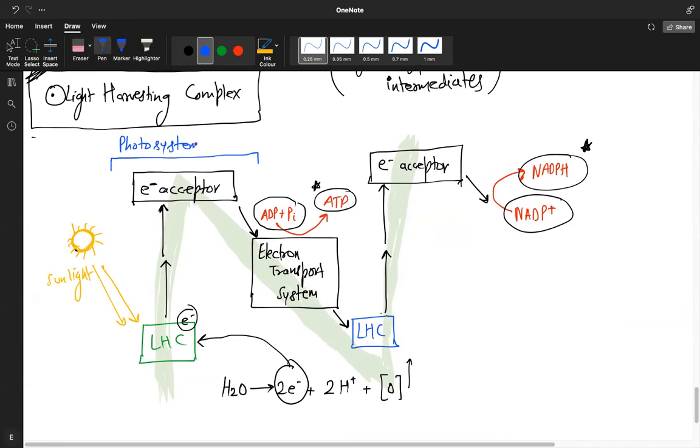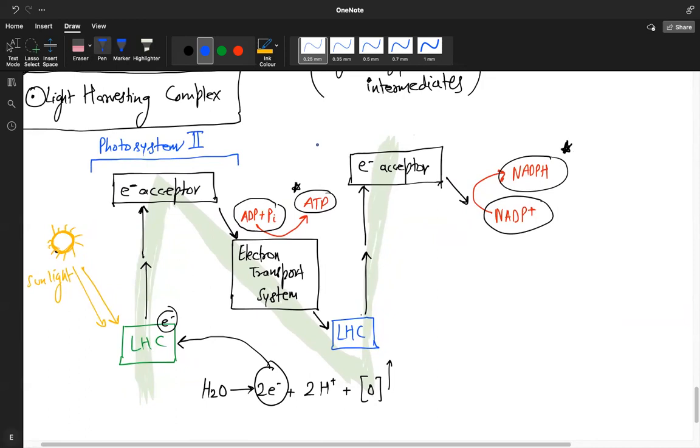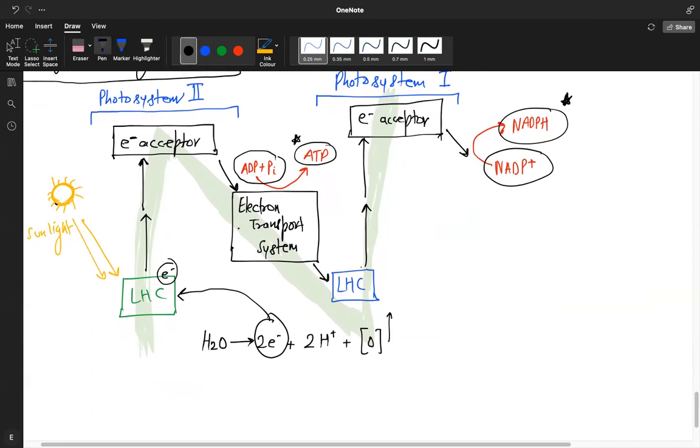So these are photosystems. This is photosystem 2, which was discovered later but comes first in the functionality. And this electron acceptor along with this LHC is photosystem 1. So they are not named in the order of their functionality, they are named in the order of their discovery. So this is called the Z scheme. This whole thing is called the Z scheme.